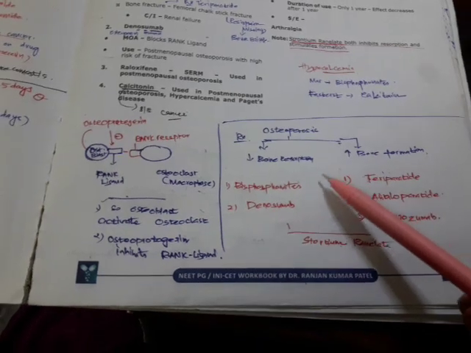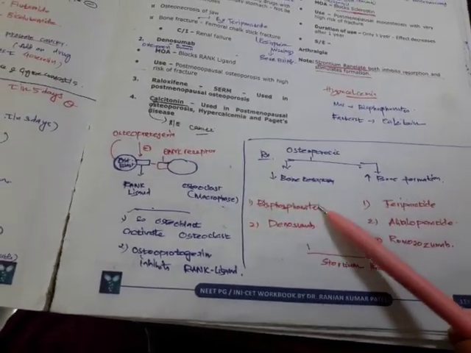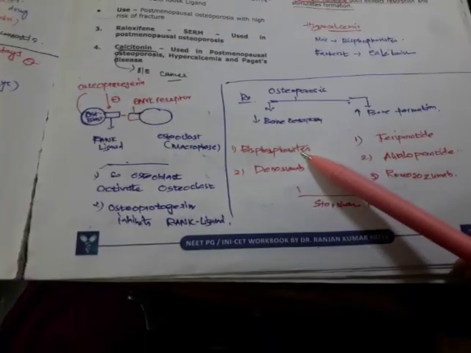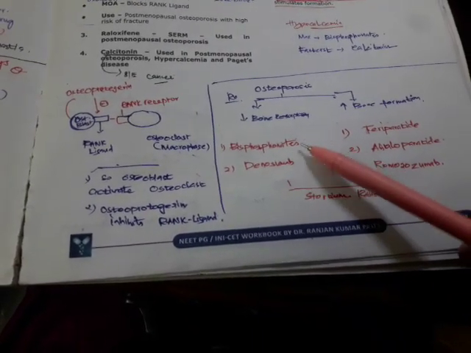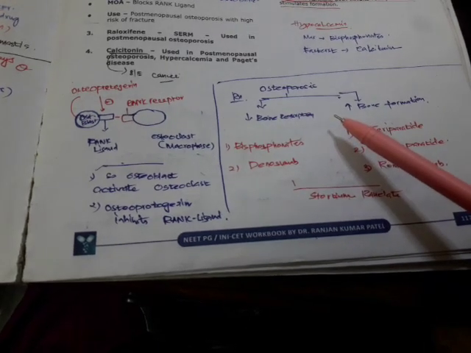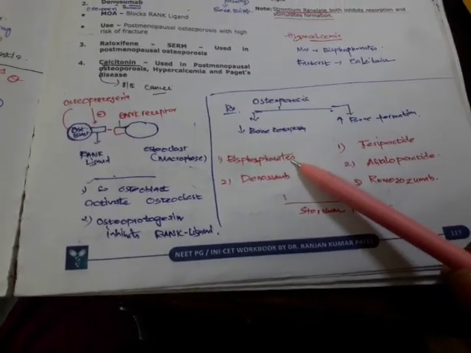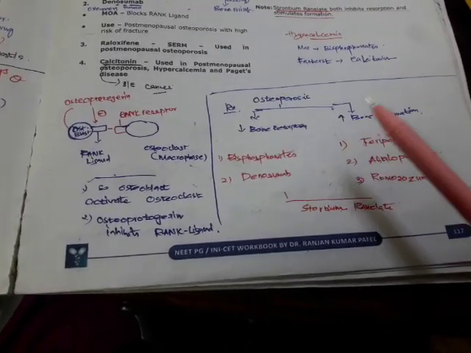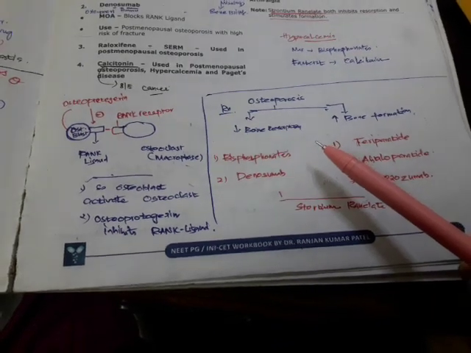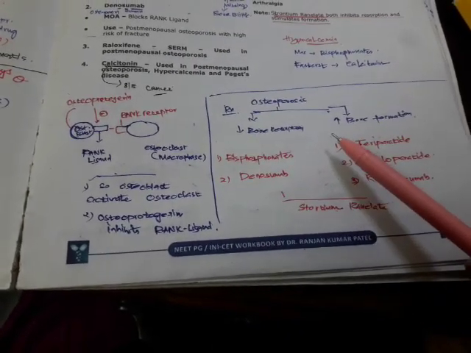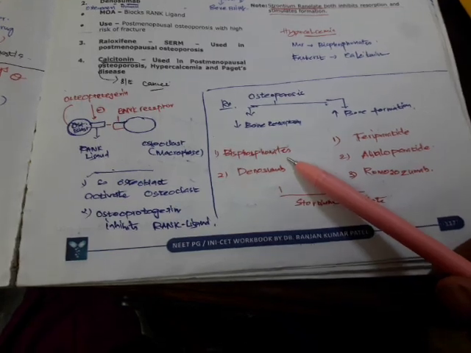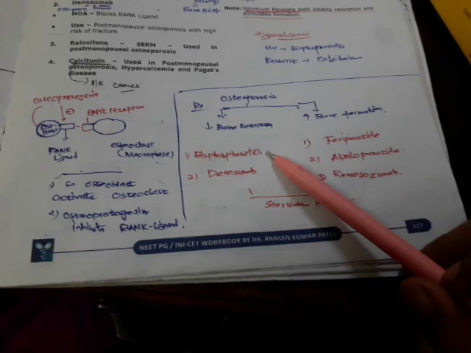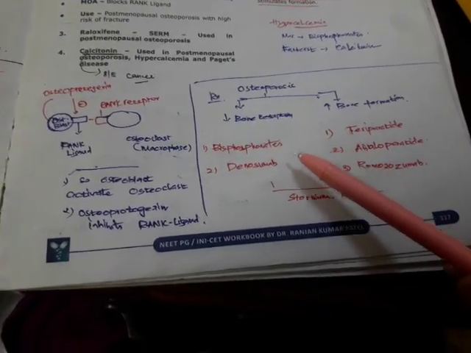So guys, what's the action of bisphosphonate? Bisphosphonate inhibits one enzyme, farnesyl pyrophosphate synthase. By inhibiting this enzyme, it helps in osteoclast apoptosis. Osteoclast cells are the ones involved in destruction of bones. So it induces apoptosis of the osteoclast. Which enzyme? Farnesyl pyrophosphate synthase. Okay, bisphosphonates. Then next, denosumab.